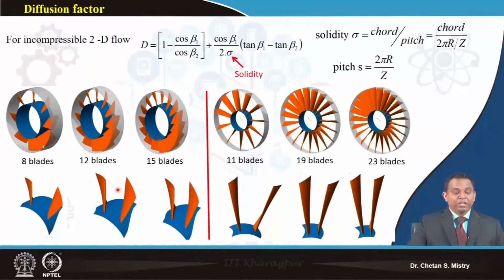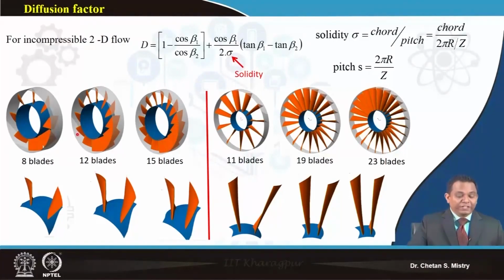Now, here if you look at, this is what we have discussed in terms of diffusion factor, and we have defined sigma as my solidity. Solidity we have defined as 2 pi r by z, representing different radii for a particular number of blades. So, z is nothing but my number of blades. Here this is a presentation for a low aspect ratio blade, around an aspect ratio in the range of 1. Aspect ratio is the height of the blade to the chord of the blade. In the same way, on the right-hand side you can see a high aspect ratio blade, where the height or span of the blade is larger and the chord of the blade is smaller.